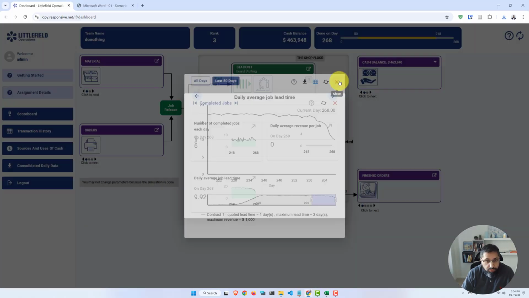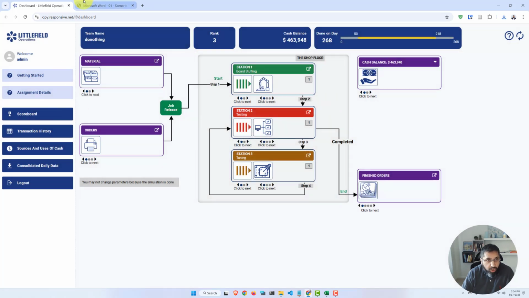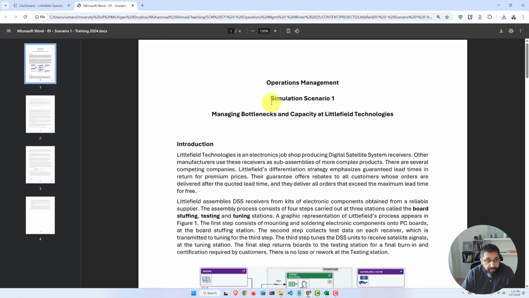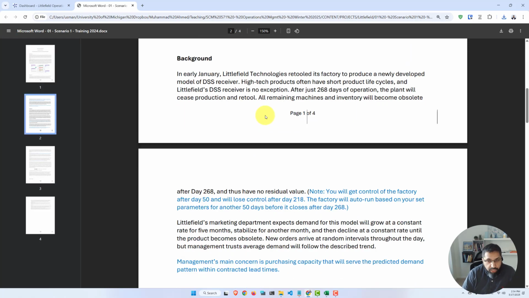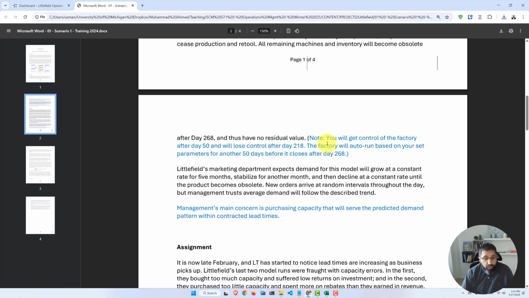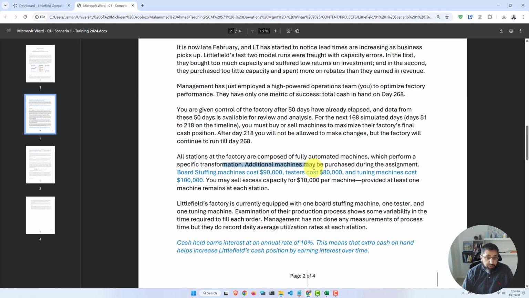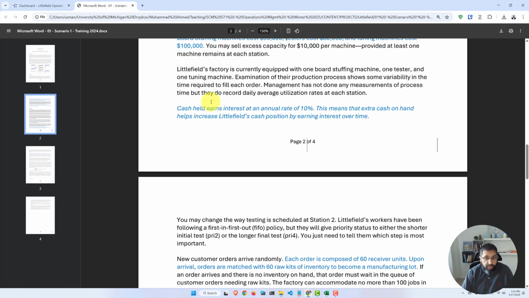Now, before you come in and start taking decisions, you should read this document that I posted about scenario 1 in detail. Okay. It tells you a lot of details about which days you'll have control of the factory, how much do the different machines cost, what do you get if you sell a machine, what is the interest you earn on unused cash.